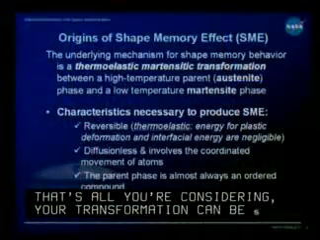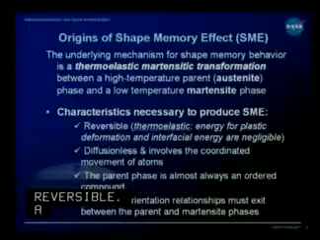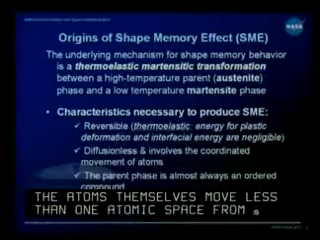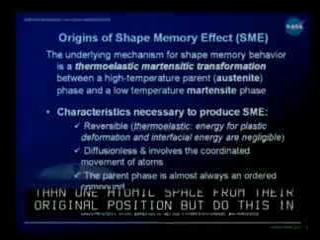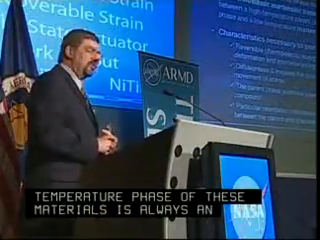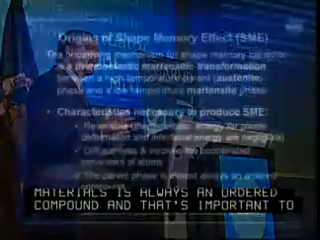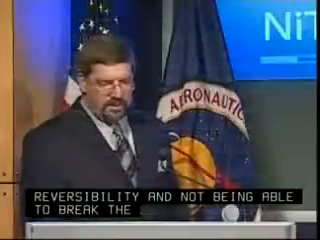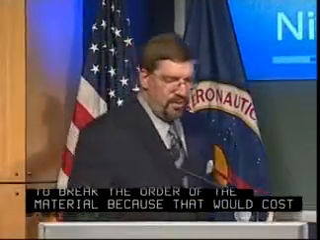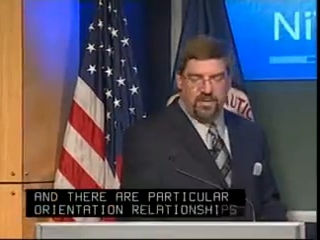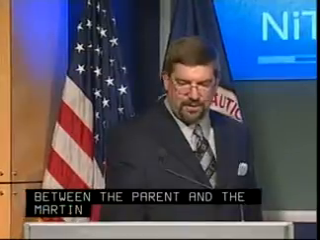A martensitic transformation implies a diffusionless phase transformation. So the atoms themselves move less than one atomic space from their original position, but they tend to do this in a coordinated movement. The parent phase, or the high temperature phase of these materials, is always an ordered compound, and that's important in order to get the shape memory effect because it has to do with the reversibility and not being able to break the order of the material, because that would cost a lot in terms of additional energy. And then there are particular orientation relationships, usually between the parent and the martensitic phase, so the least common planes, so you can have a reversible phase transformation.